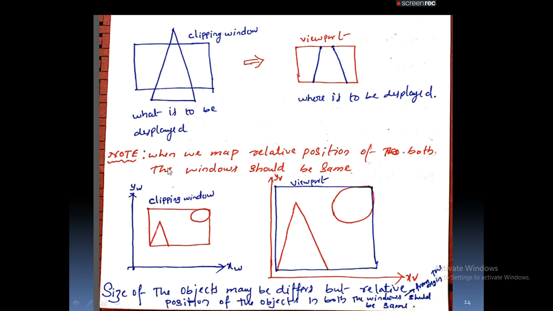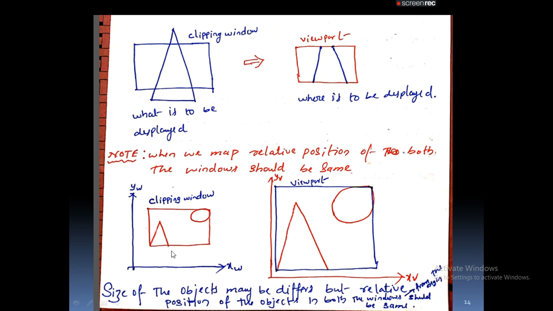There is one derivation here with respect to this note only. When you are mapping viewing coordinates to screen coordinates, or mapping viewing coordinates to viewport coordinates, the relative position of both the windows should be the same. What I am telling is, when you map clipping window coordinates, or window coordinates, to the viewport, either the size of the object can be increased or decreased, but the relative position in both the windows should be the same. What is the meaning of relative position?